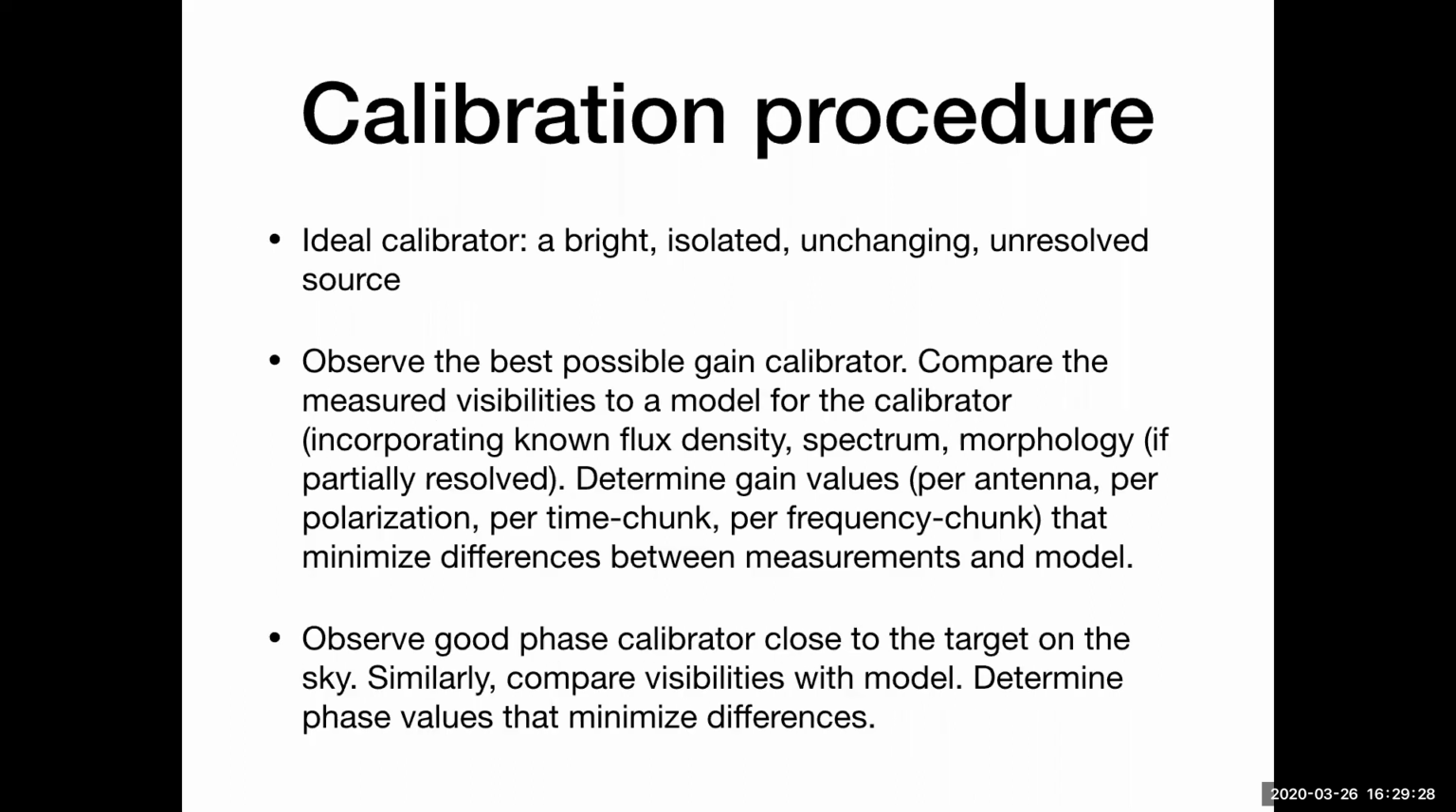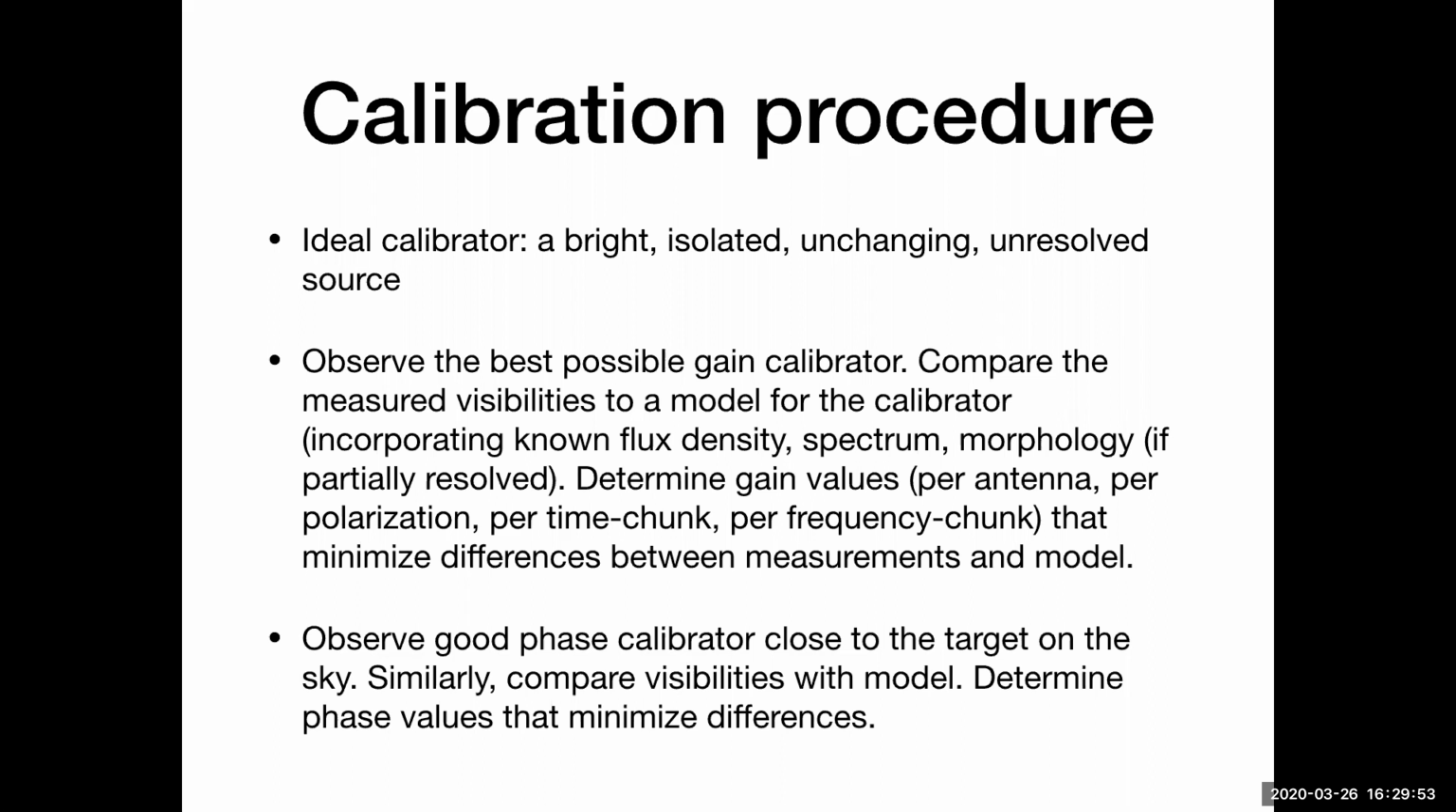But on the practical side, the calibration procedure requires a calibrator observation. The ideal calibrator is one that is bright, isolated, unchanging, and unresolved. And the reason for this is you want a bright source because you want to have the best signal to noise in your visibilities to calibrate on.